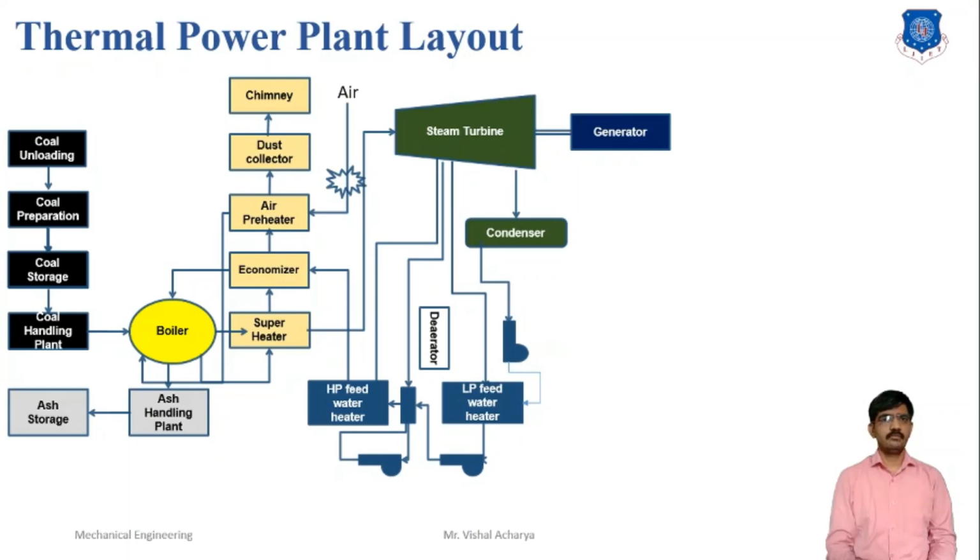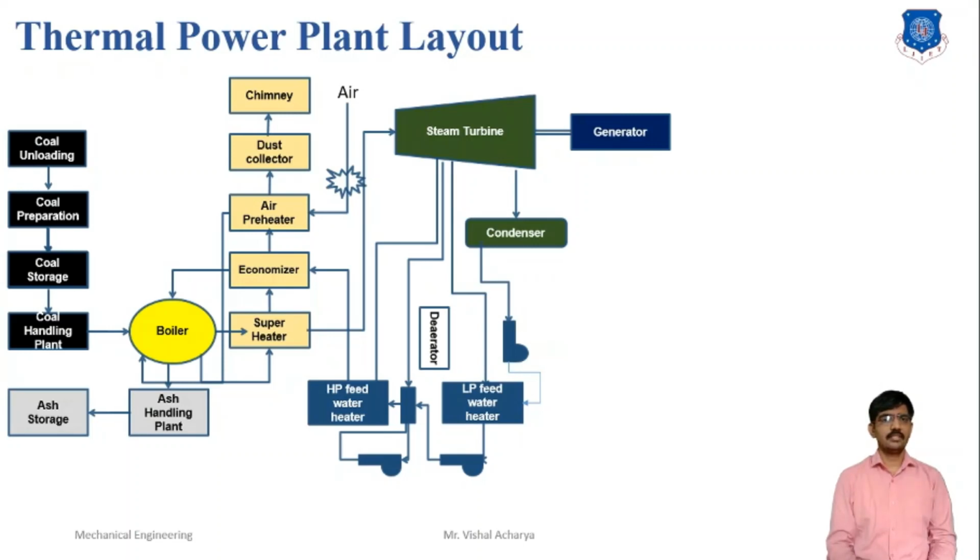In the steam circuit, in the boiler, water is converted into steam. Steam passes to the superheater, superheater to the steam turbine, and steam turbine to the condenser. Then the condenser water is transferred to the low pressure feed water heater, low pressure feed water heater to the deaerator, deaerator to the high pressure feed water heater, and then transferred to the economizer, economizer to the boiler.